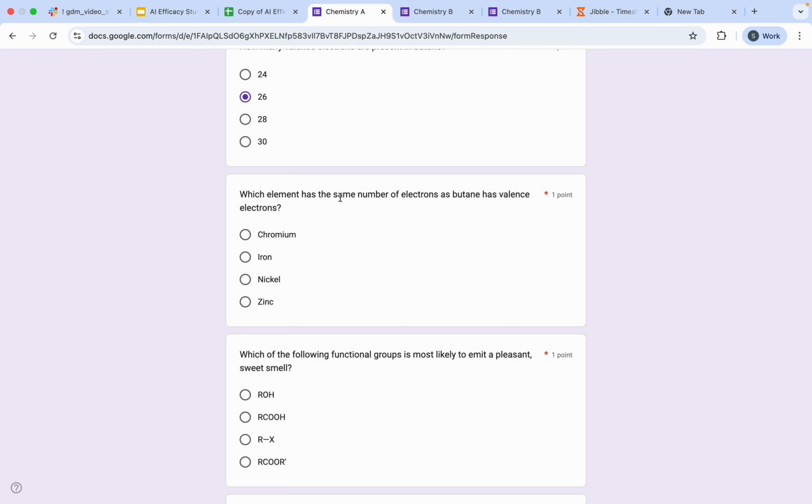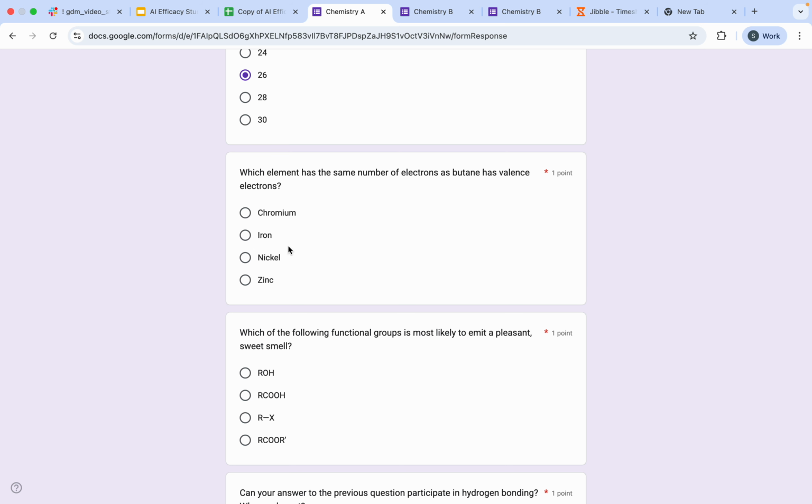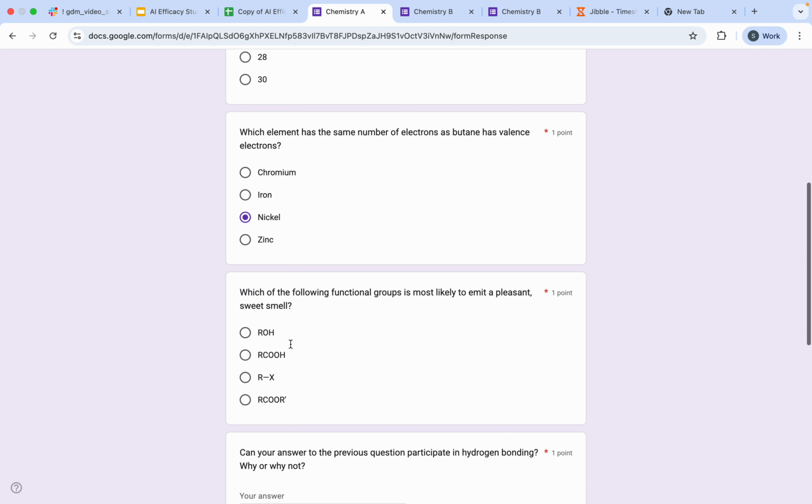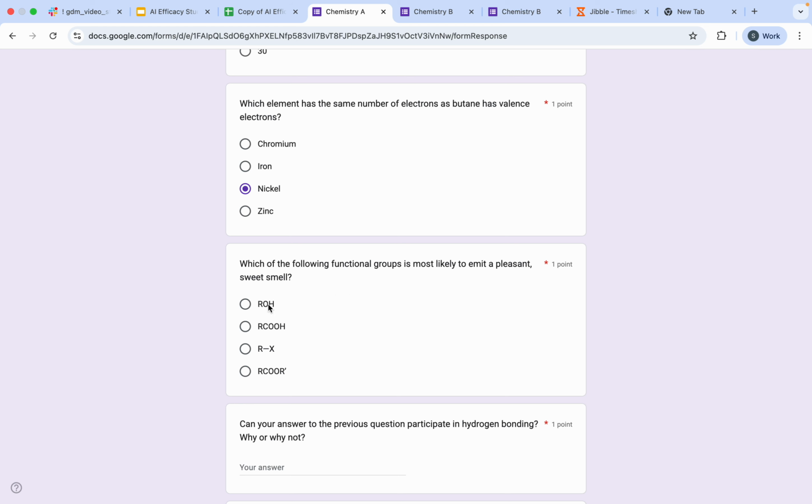Which element has the same number of electrons as butane has valence electrons? Chromium, iron, nickel, zinc. It is iron. Okay, I will go for nickel. Which of the following functional groups is most likely to emit a pleasant sweet smell? It is RCOOR. Yes.